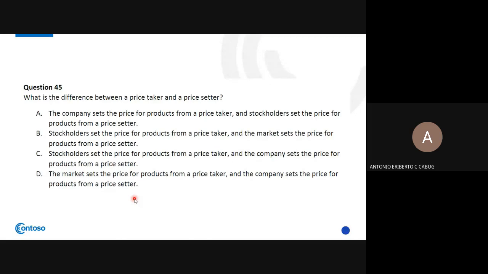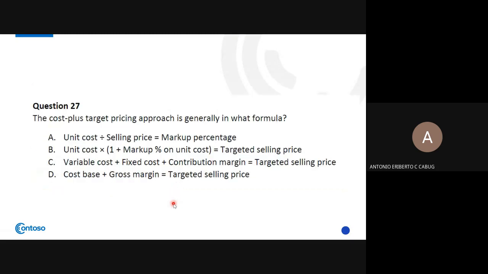So the correct answer here is letter dog. Price taker is one who has no choice but to let the market set the price for themselves. This is true in a perfect competition. While if you are the price setter, you who operate the company would set the price for your products. Very good. The correct answer indeed is letter dog. The market sets the price for products from a price taker. The company sets the price for the products when you are a price setter. Very good. Next, what about this one?